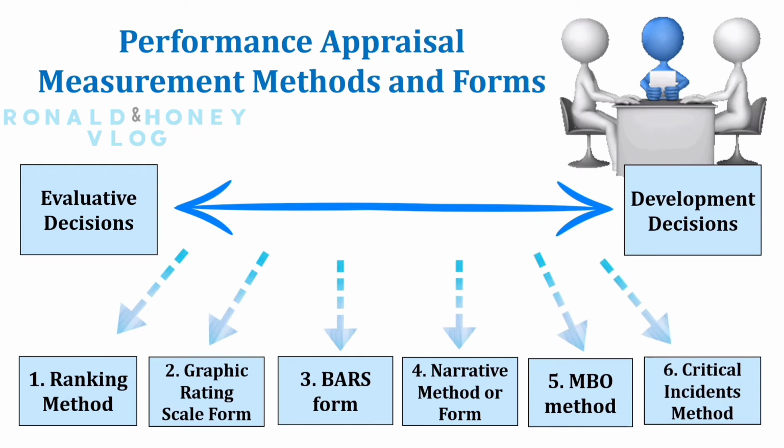The fourth one is the narrative method or form. A narrative, also called an essay, is simply a written analysis of an employee's performance. It's one of the oldest appraisal methods, in which the manager is required to write a statement about the employee's performance. The fifth method is management by objectives, or commonly referred to as MBO.